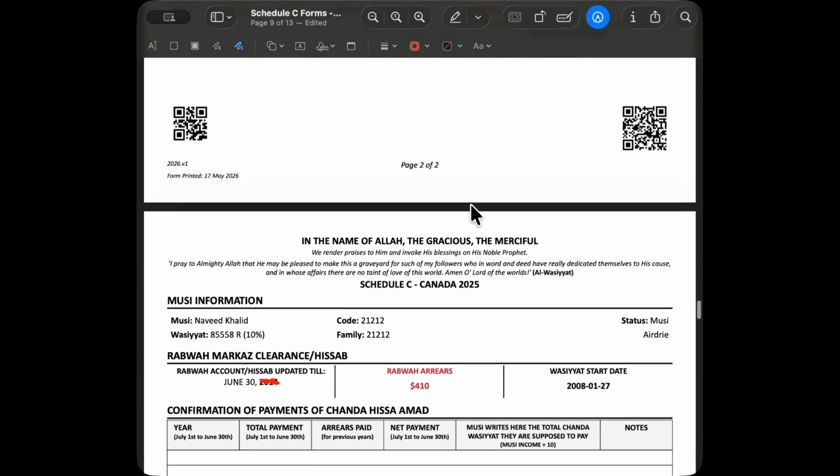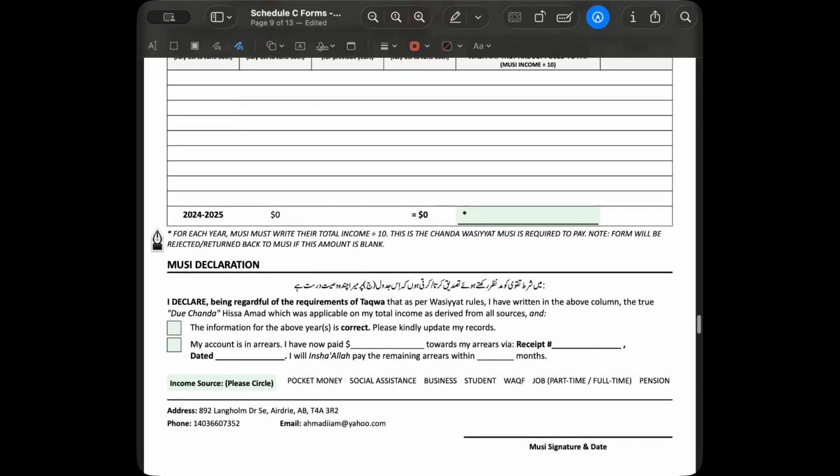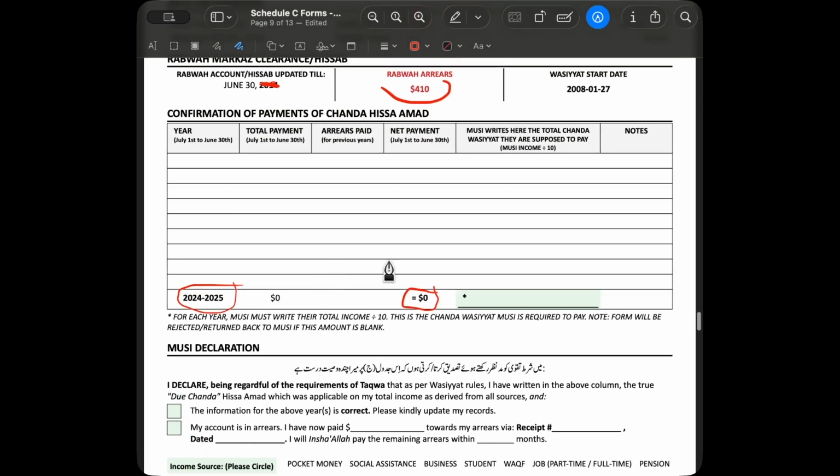Okay, let's look at the next one. This Musi has 410 arrears, and when we come here, he has paid nothing for year 2024, right? For this year, he's supposed to declare his Chanda Wasiyat. Let's assume he was supposed to pay 2,000. He will write down 2,000 here.